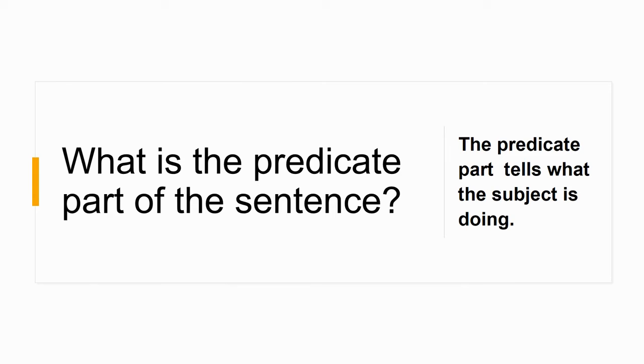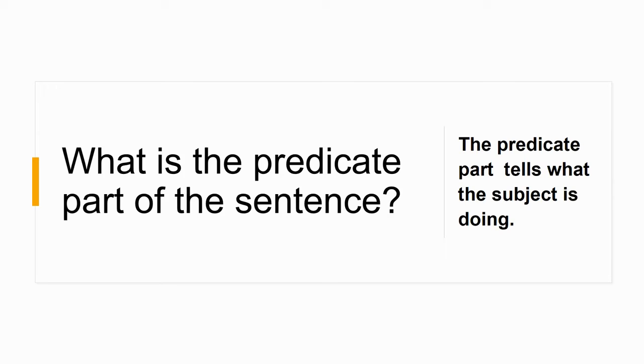Now we're moving on to the predicate part of the sentence. Let's read what it says about the predicate part. On the count of 3, 1, 2, 3. The predicate part tells what the subject is doing. Read that one more time for me. Yes, and all of us remember, if we're referring to what the subject is doing, we're looking at the part that has the verb. So let's see if we can find the second part of the sentence.